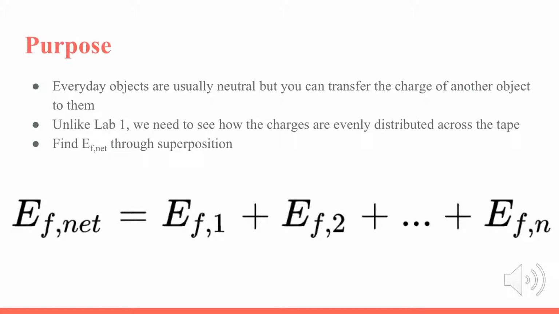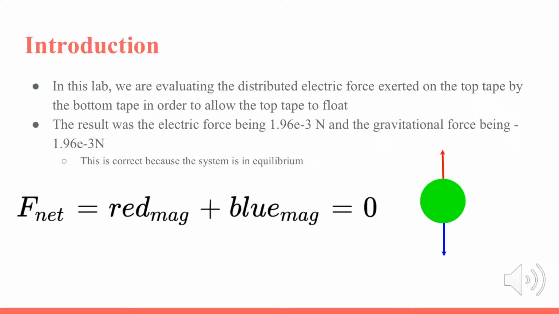Again, with our two tapes, we stripped them, gave them a charge, and then they repelled each other. But unlike Lab 1, we need to see how the charges are evenly distributed across the tape rather than as a point charge like in Lab 1. And then we also need to find the electric force, net force, through superposition. We find that by superposing, so adding together each individual charge's electric force, and then we get our net force altogether.